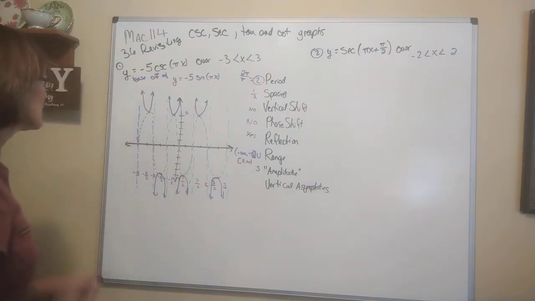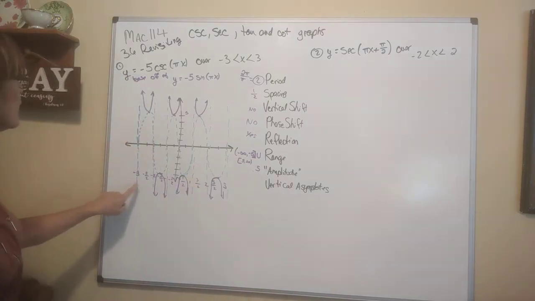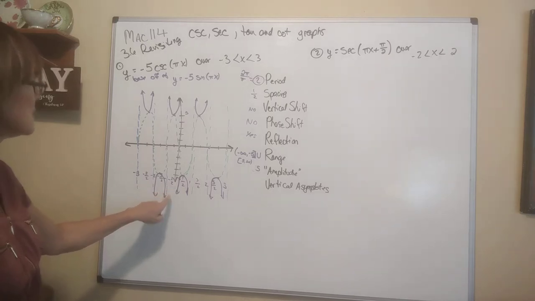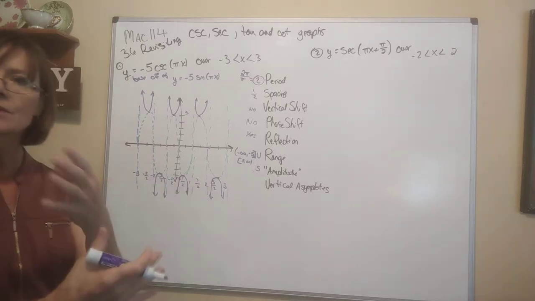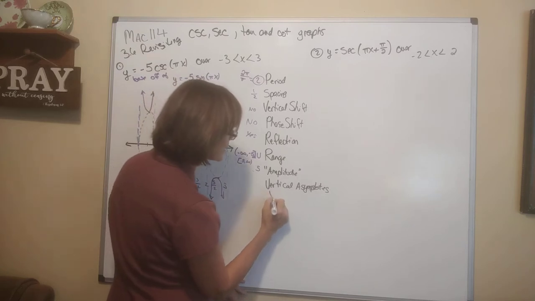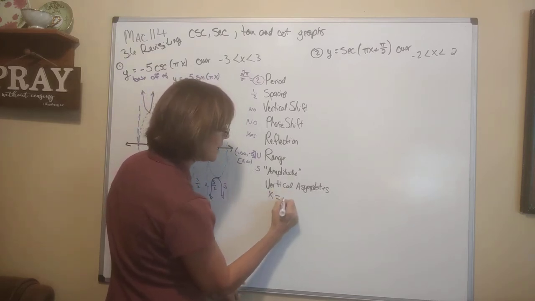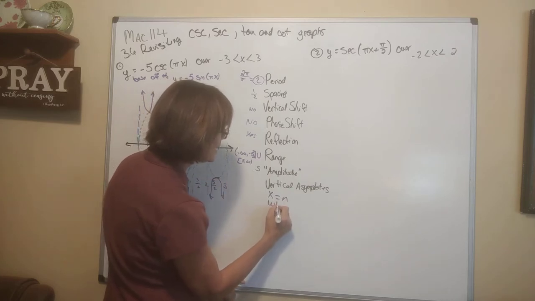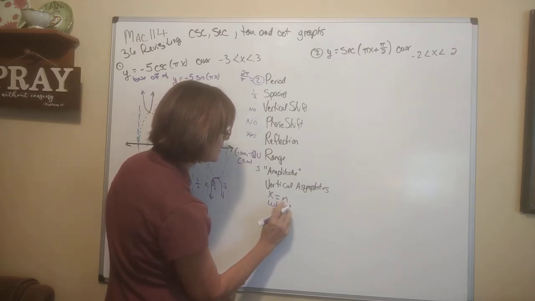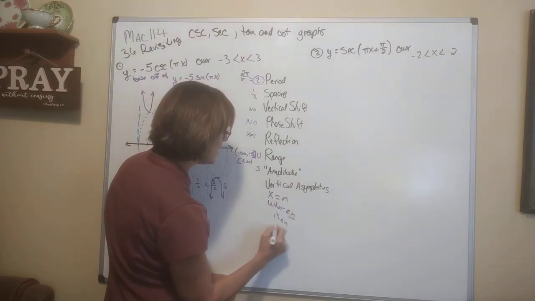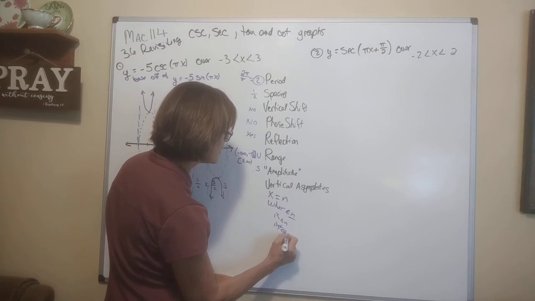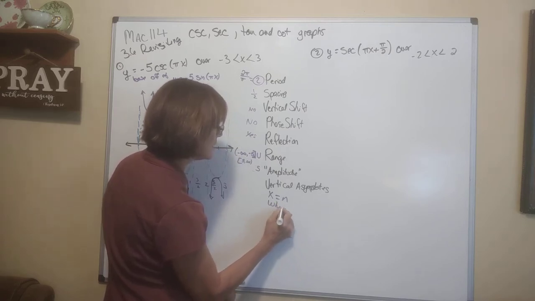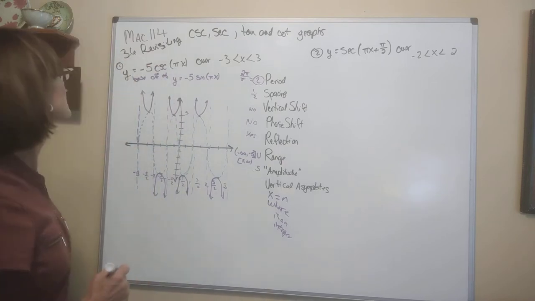And then what about the vertical asymptotes? Where are they appearing? They're appearing at negative 3, negative 2, negative 1, 0, 1, 2, 3, at every integer. So this is a convenient way to write this. X equals n is an equation of the vertical asymptotes, where n is an integer. Okay, that is number one.